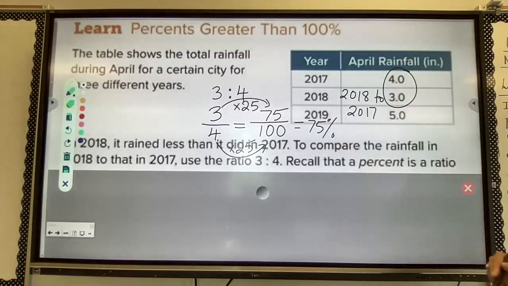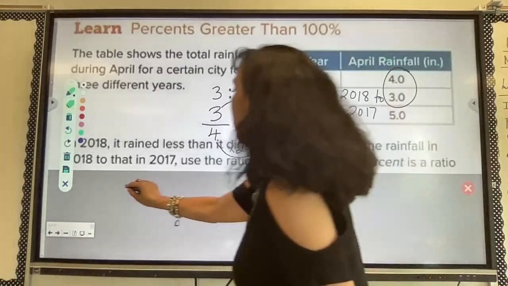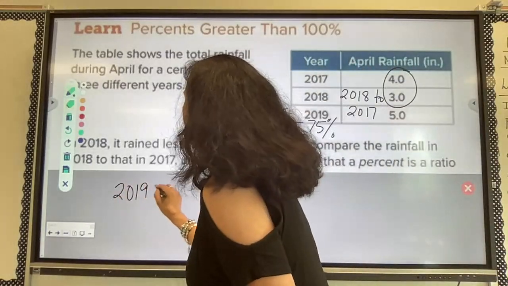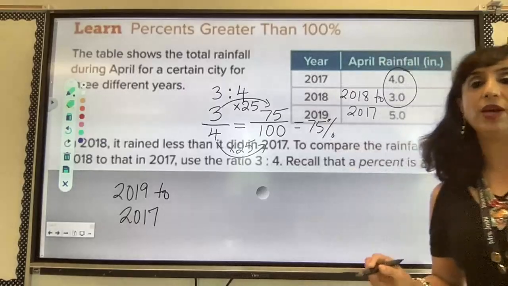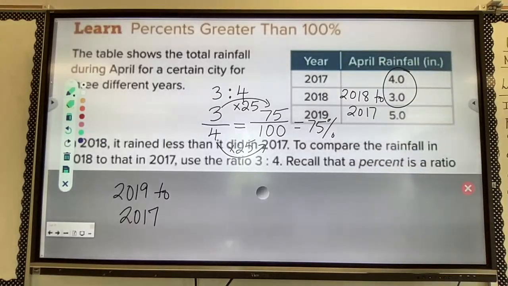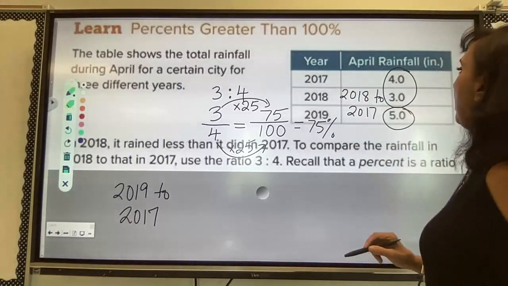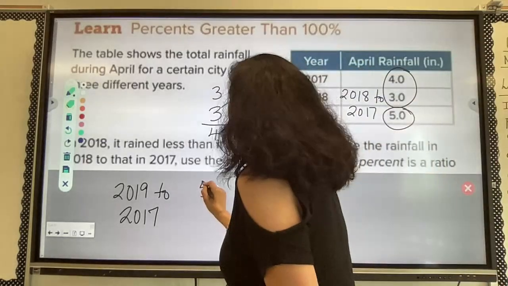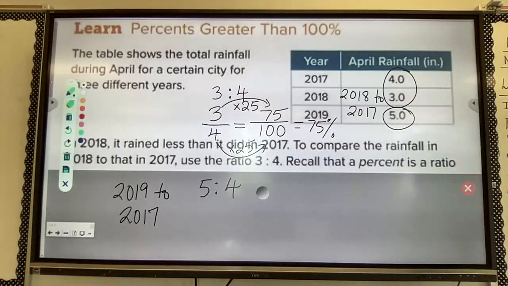Now, let us go ahead and compare 2019. We're going to compare that to 2017, so 2019 to 2017. In 2019, what was the part? What is the ratio over here? This is how much we're looking at now. So we have 5 to 4, because in 2017 it was 4.